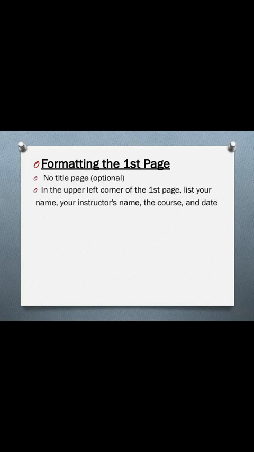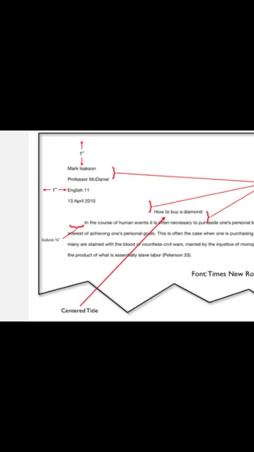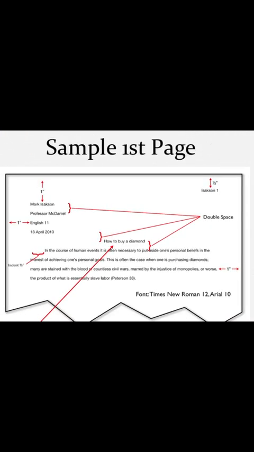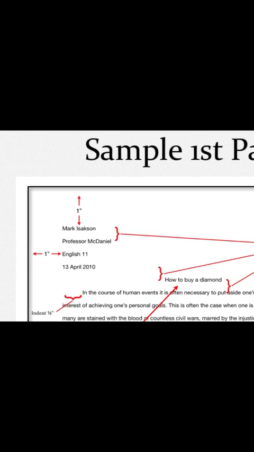So let us examine now the formatting of the first page. In your first page, no title page is required. In the upper left corner of the first page, list your name, your instructor's name, the course name, and the date. Let me show you here. You're gonna have to do just like this. Imagine this is the first page of your paper. This is the upper left corner.